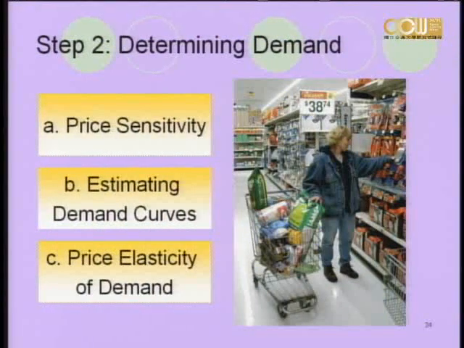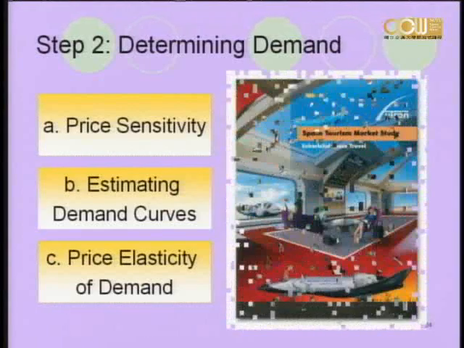So the first step is objective. Second one is determine the demand. And again, demand, another complicated issue. Price sensitivity, demand curve, and elasticity of demand. All right, let's look at that one by one.